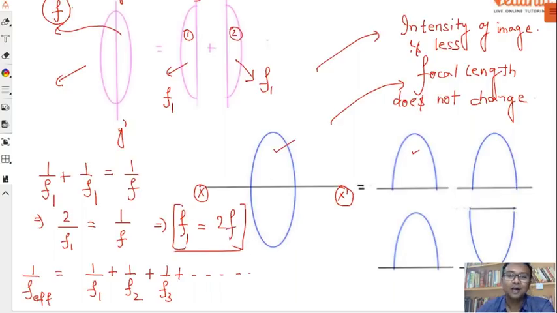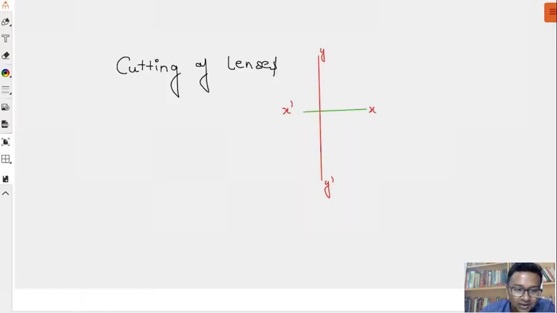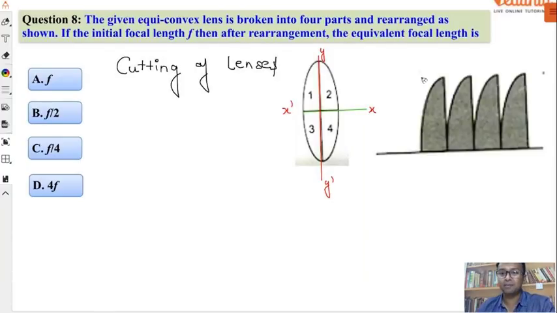Clear, guys? So the focal length of each piece that I have obtained by cutting it is actually 2 times the original focal length. All right. So the summary of this entire thing is, if you cut it along the x dash, the focal length doesn't change. If you cut it along the y dash, the focal length doubles. That's it. Okay. So let's have a look at this question which we had put.